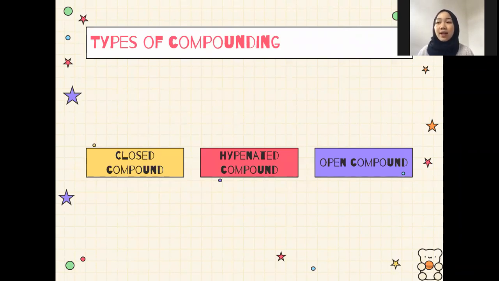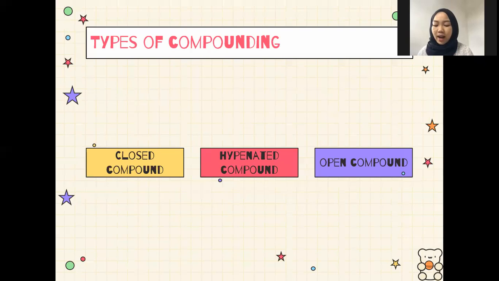So there are three types of compounding. First, the closed compound. A closed compound is a combination of two words that become one word and have one meaning. For example, rainbow: rain plus bow, rainbow. And sun plus flower is sunflower.